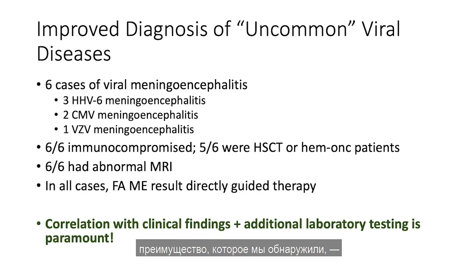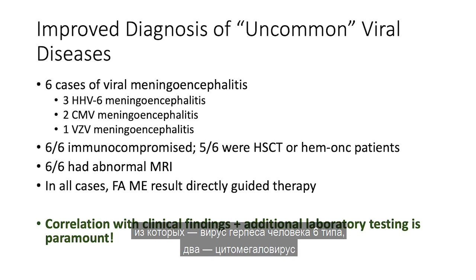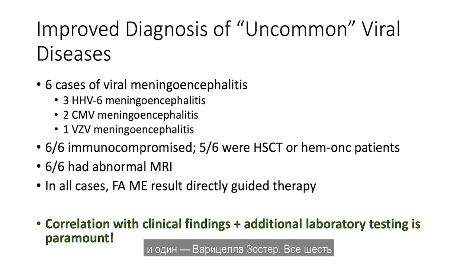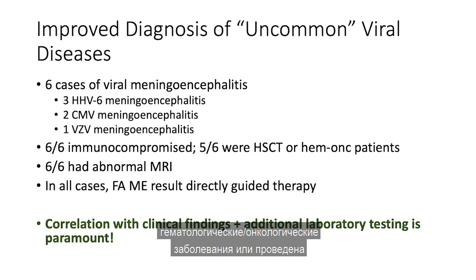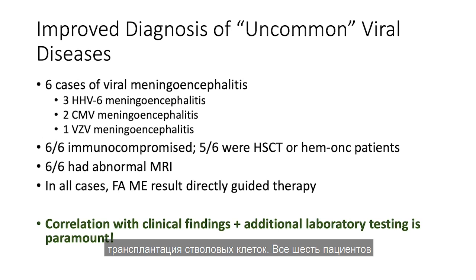Another benefit that we found is that it has really improved the diagnosis of uncommon viral diseases in our case. So far, we've diagnosed 6 cases of viral meningoencephalitis, 3 of which were HHV6, 2 CMV, and 1 VZV. All 6 patients were immunocompromised. 5 of them were hem-onc patients or stem cell transplant patients. 6 out of 6 had abnormal MRIs, and in all of the cases, the FilmArray ME panel was able to direct and guide therapy, the majority of the time starting ganciclovir or acyclovir.